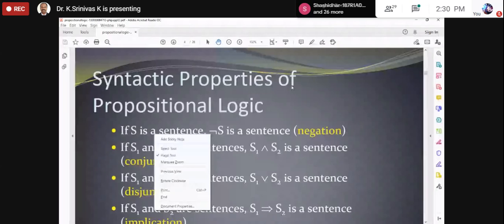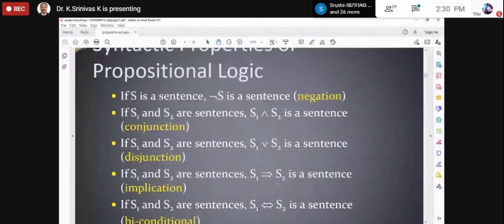Next, if S1, S2 are test sentences, S1 disjunction S2, S1 or S2, then I'm going to do the job. Can anyone tell an example for this? Mishra?